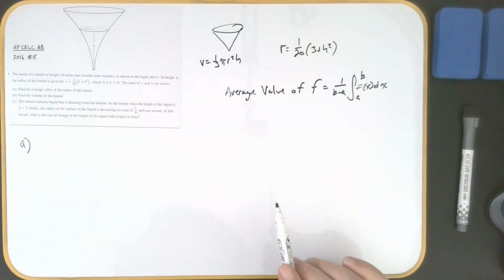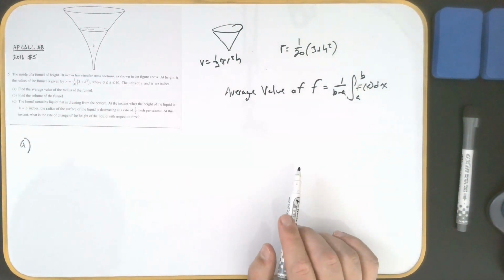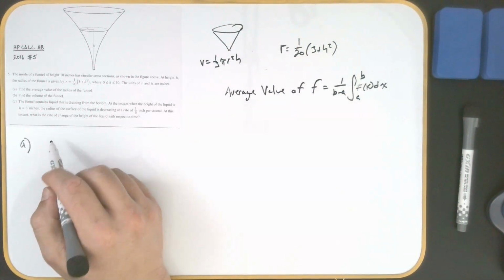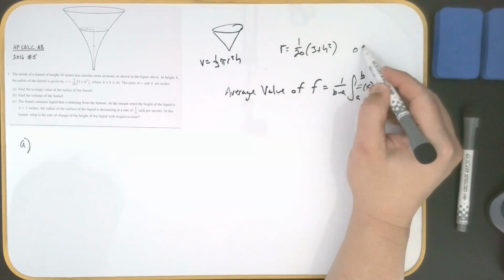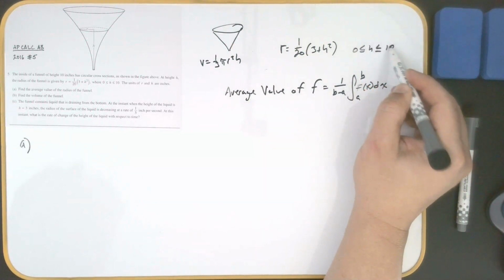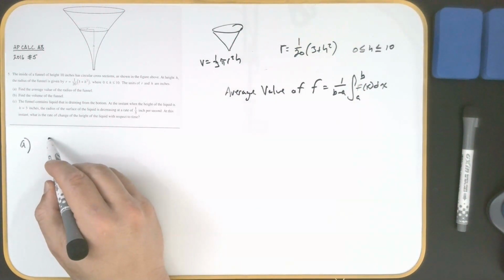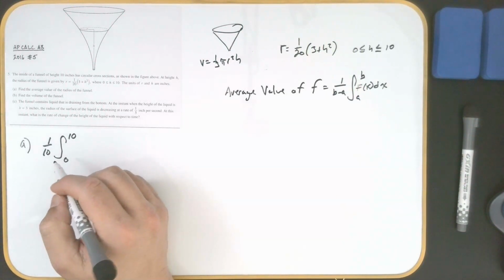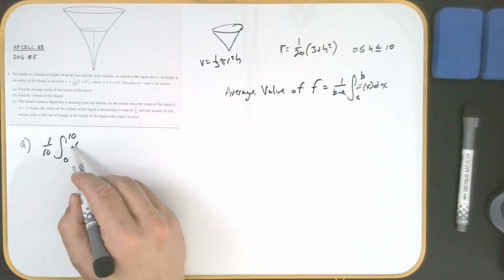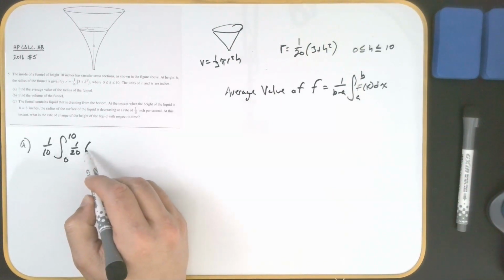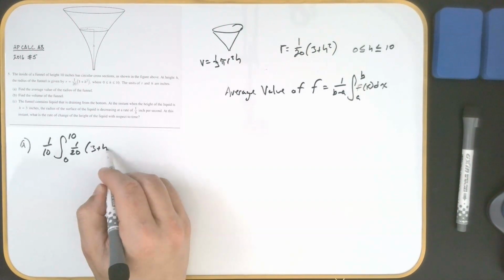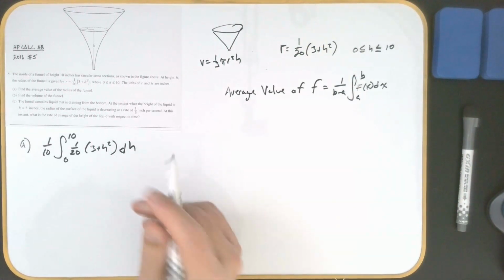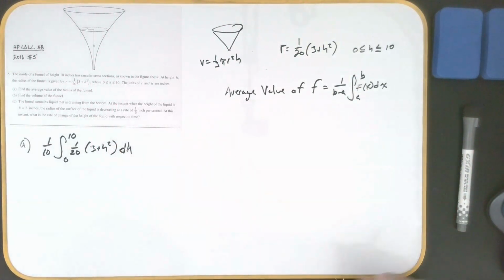So for A, it says find the average value of the radius. Well, there's our equation right there. And so we can say the average value, and it does say in the question, 0 less than or equal to h less than or equal to 10 for the inches. So b minus a, that's going to be 1/10. And then we're going to integrate from 0 to 10 this function. So the function here is 1/20th times (3 plus h squared) dh. Okay, so that would be the average value.